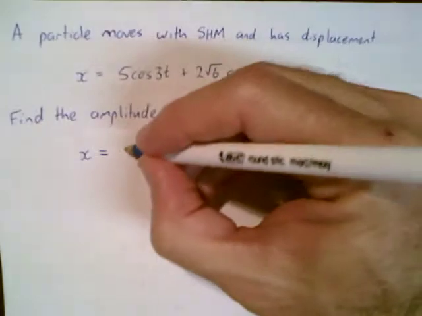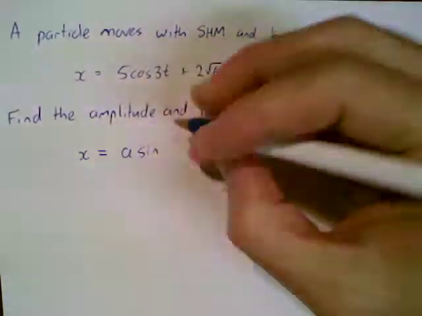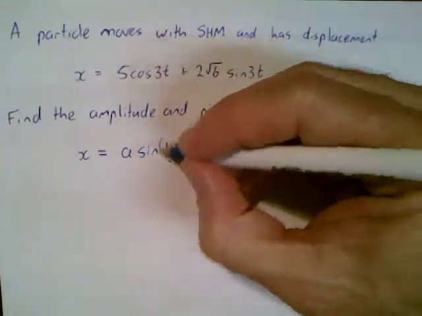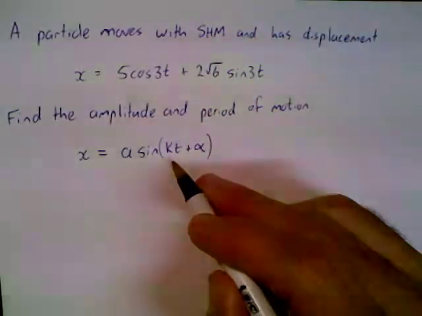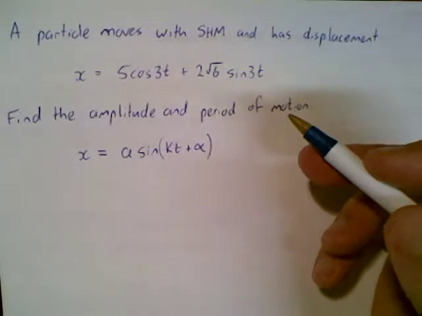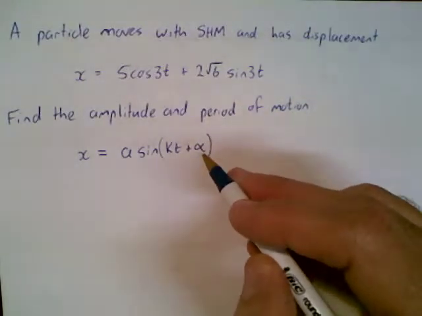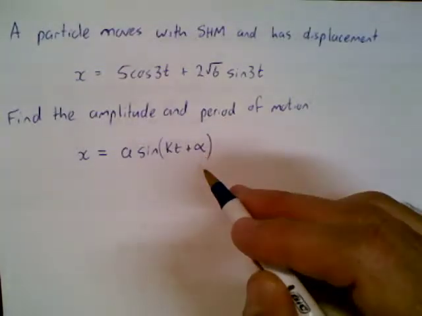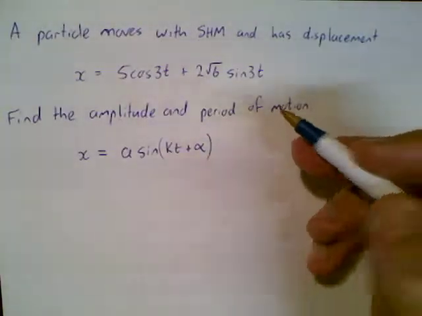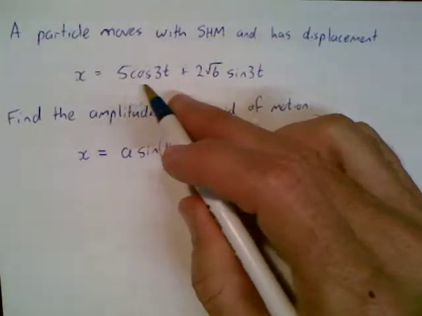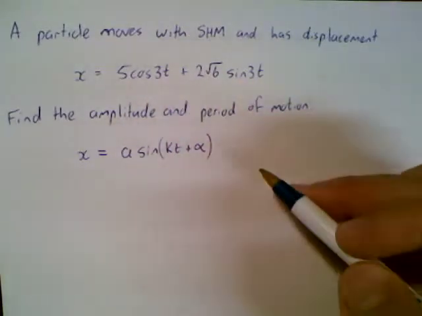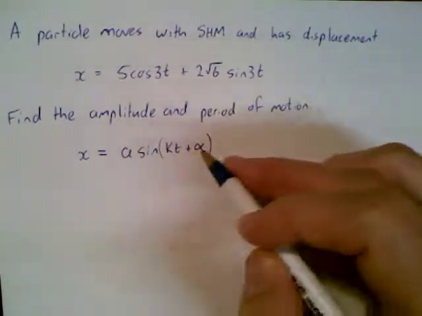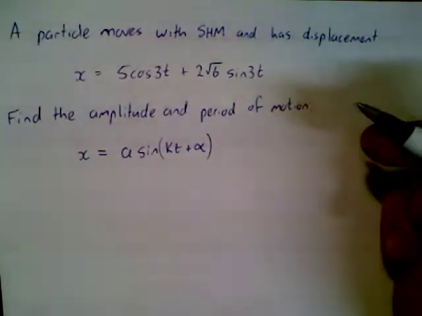x is equal to a sine kt plus alpha. Okay, where a is the amplitude, k is related to the period, and alpha is some phase shift, or if you like, the initial position at time equals 0 of the particle. So if it is moving with simple harmonic motion, it means that this should somehow be able to be converted into this form here. In other words, you've got a cos term and a sine term. You want to change it so that it's just got one single sine term.